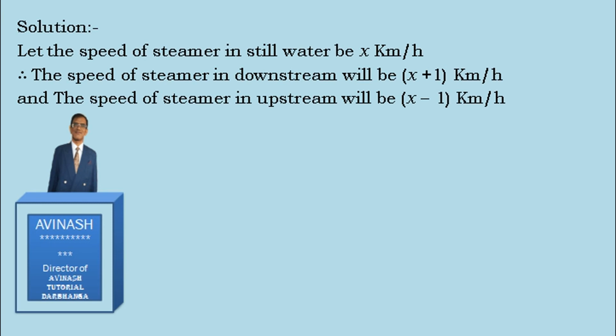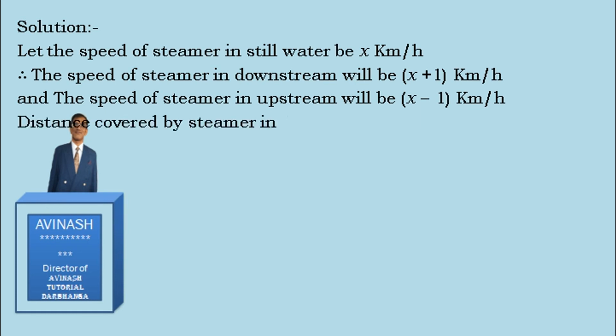The speed of the steamer in upstream will be x minus 1 kilometer per hour, because, as I have already told you, while going upstream, that is in the direction opposite to the flow of water, the resultant speed we get is by subtracting the speed of the stream from the speed of the steamer in still water.